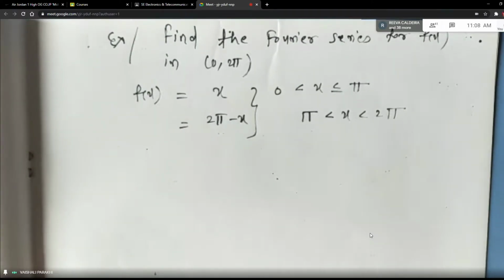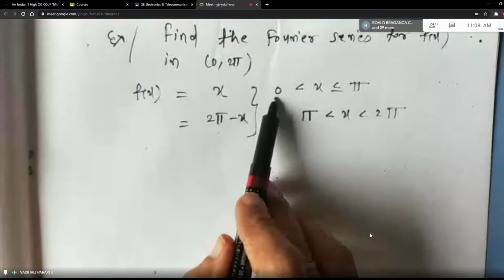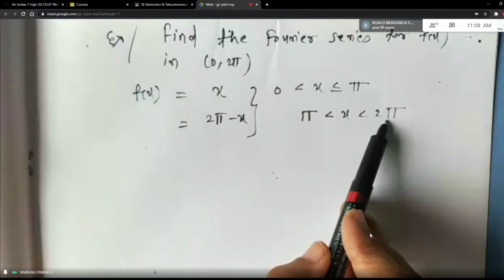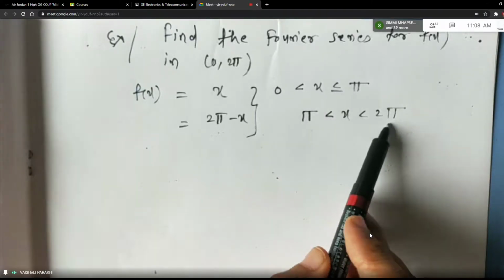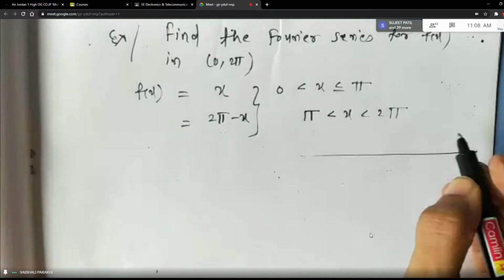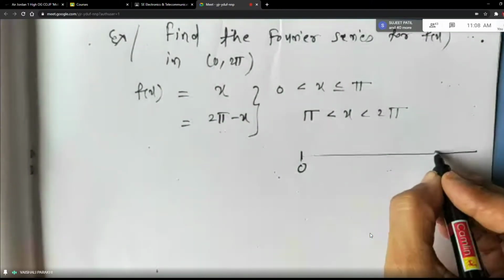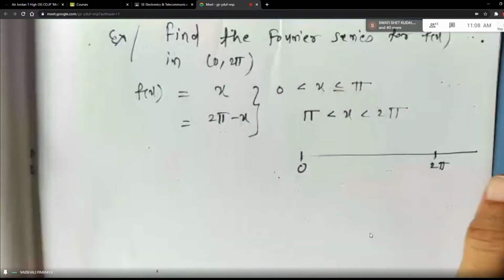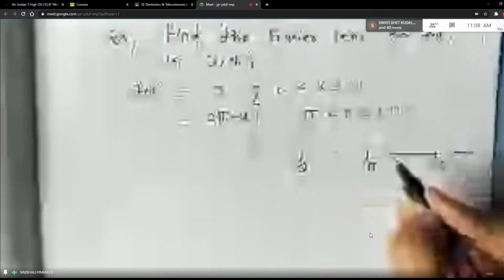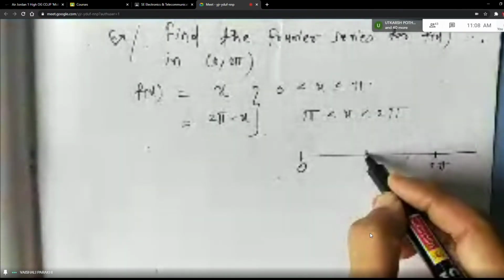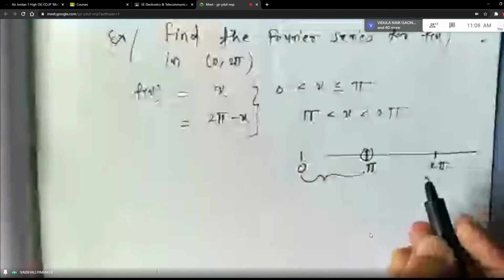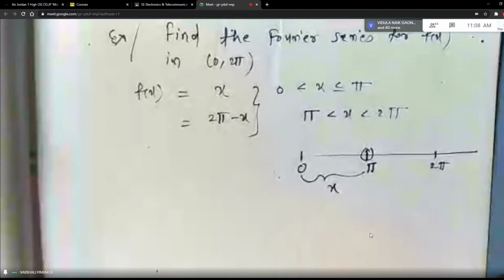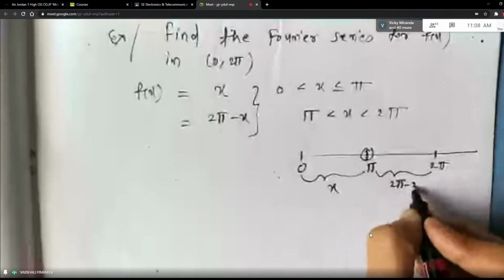Like for example, our main interval is what? 0 to 2 pi. See students what I'm saying. 0 minimum and 2 pi maximum. So if I draw the number line, suppose 0 is somewhere here and 2 pi is somewhere here, right? What is happening is at pi, the function is breaking. So the value of the function in 0 to pi is given as x. And the value of the function between pi and 2 pi is given as 2 pi minus x.